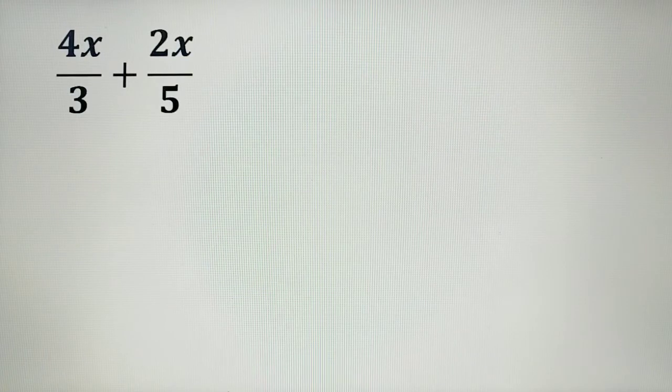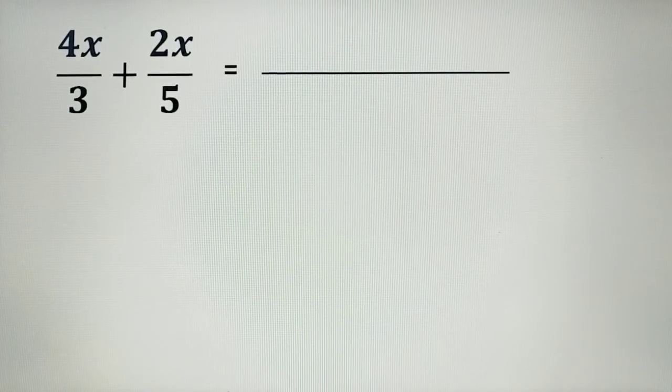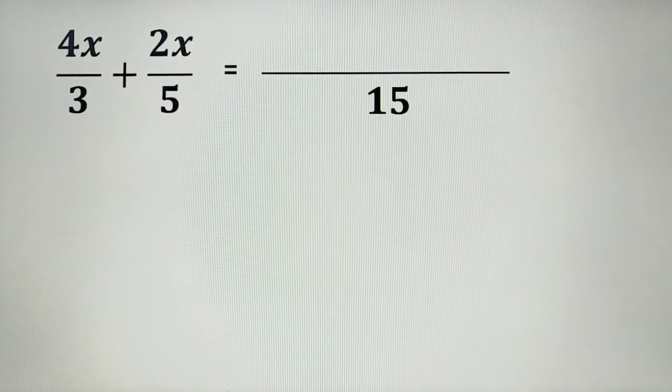I have here 4x over 3 plus 2x over 5. As you can see, we have two rational algebraic expressions, and the two expressions have different denominators. So first, we have to find the LCD of these expressions. How to find the LCD? And that is by finding the LCM of 3 and 5. So the LCM of 3 and 5 is 15. Therefore, 15 is the LCD of these two rational algebraic expressions.